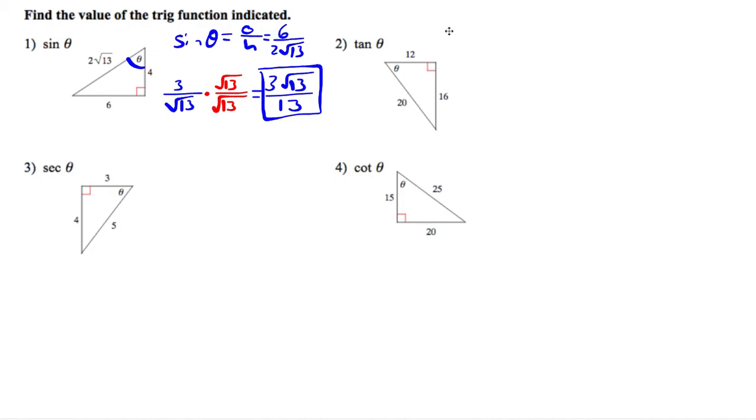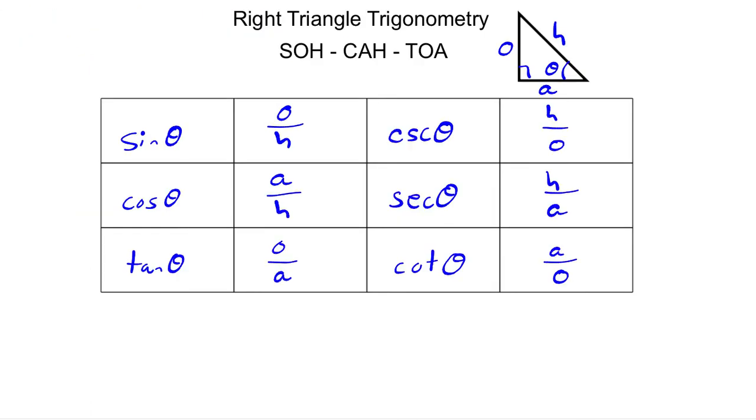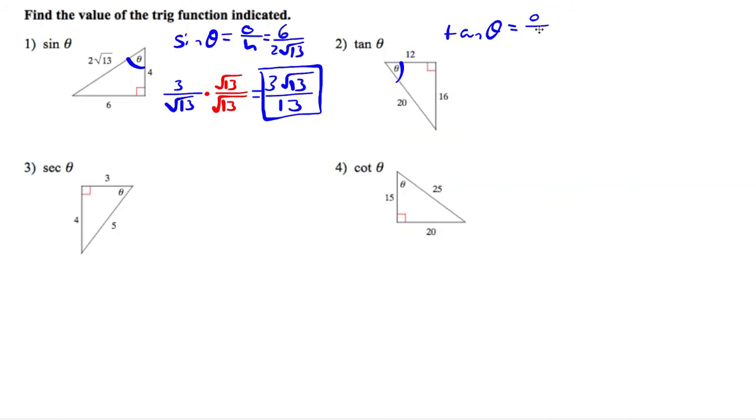For number 2, tangent. So the tangent of theta, there's our theta, that's our reference angle. Tangent is opposite over adjacent. So the opposite side is 16. The adjacent side is 12. And so we can reduce that. They both have a common factor of 4. So we get 4 over 3. Simple enough.